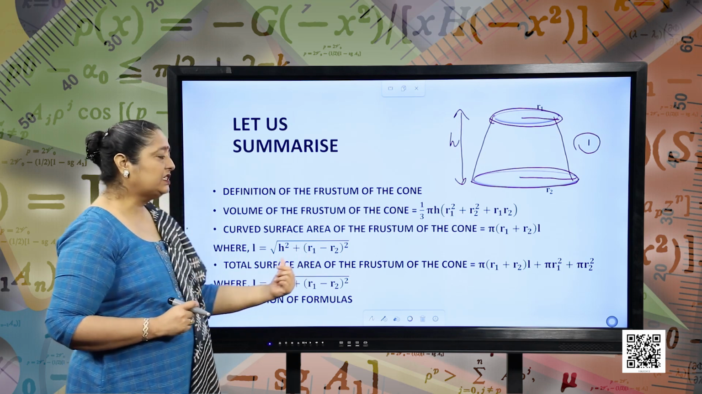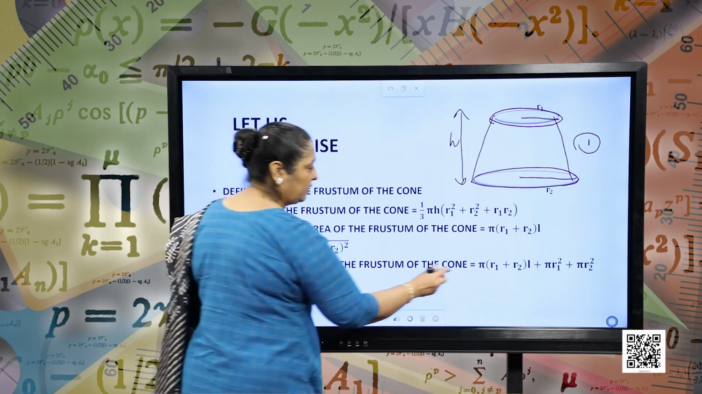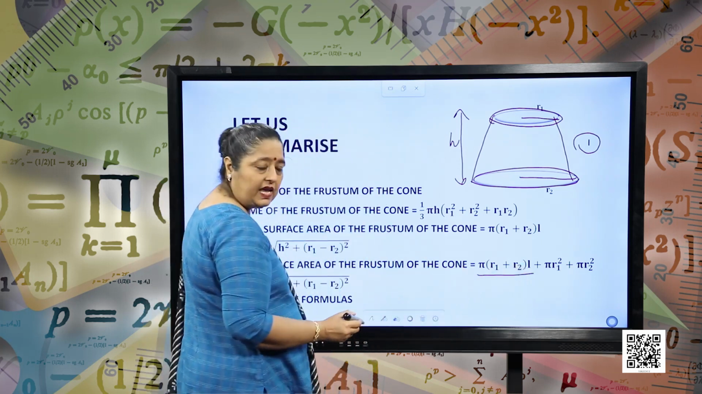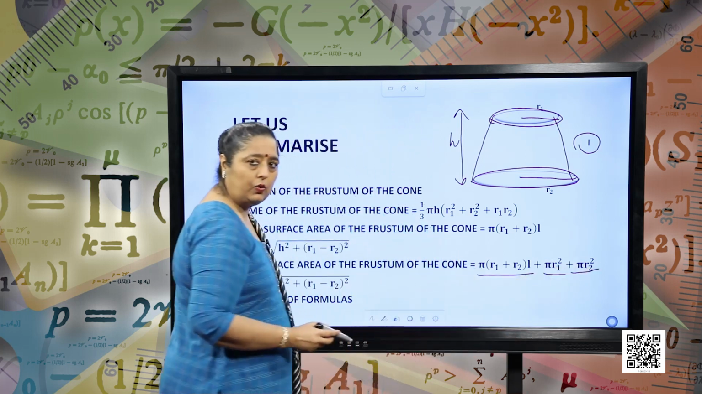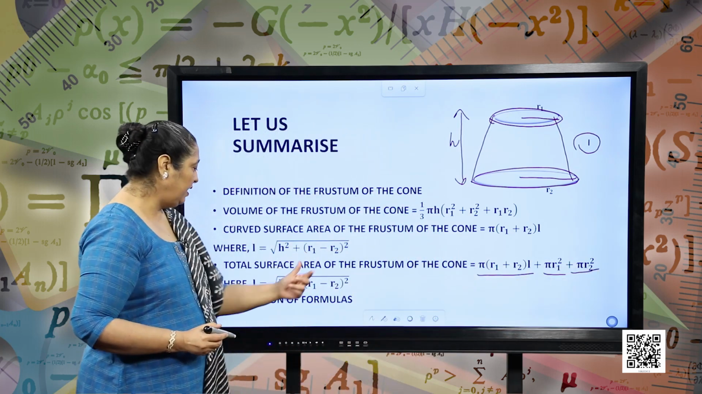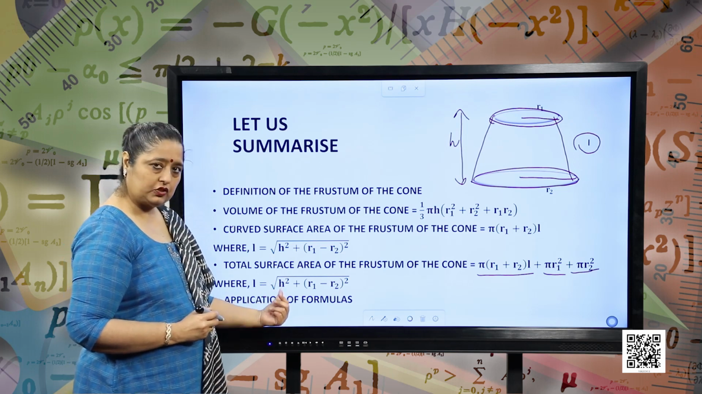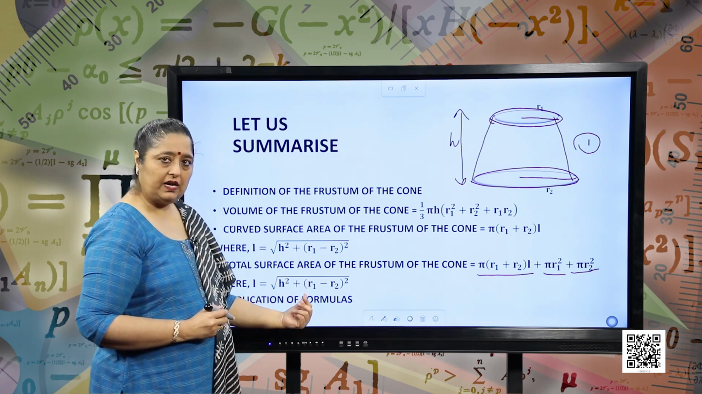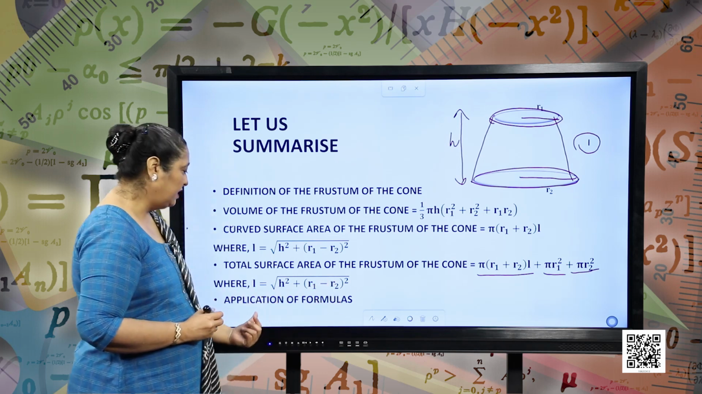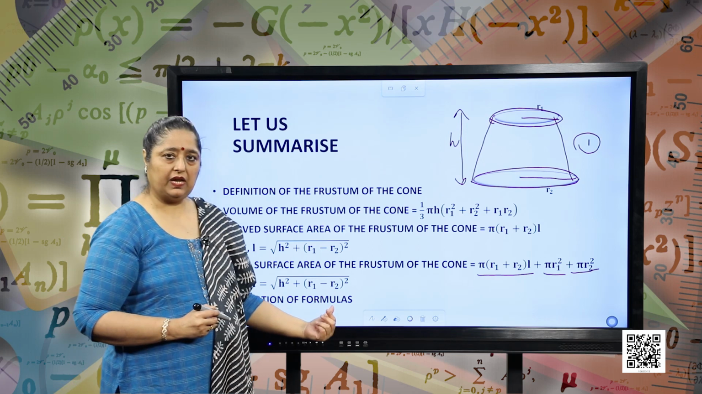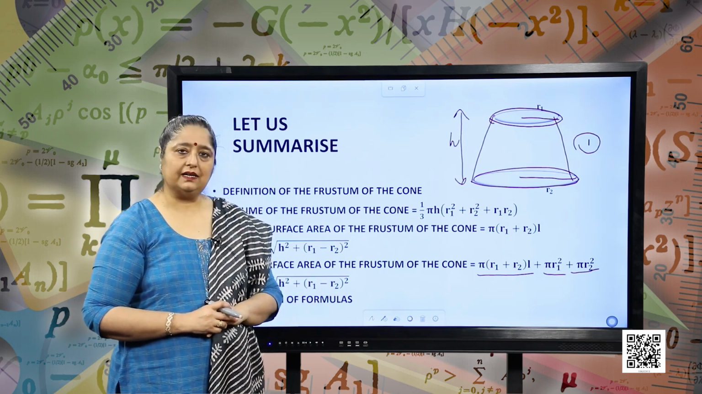Similarly, the total surface area can be given as the curved surface area plus area of the upper circular end and area of the lower circular end, wherein again the value of L can be given as under root of h square plus R1 minus R2 whole square. Also, you have studied about the application of these formulas in different problems. I hope all the concepts are clear.